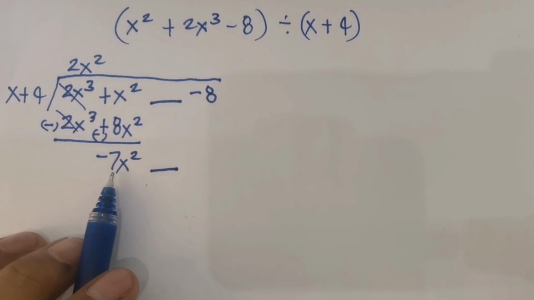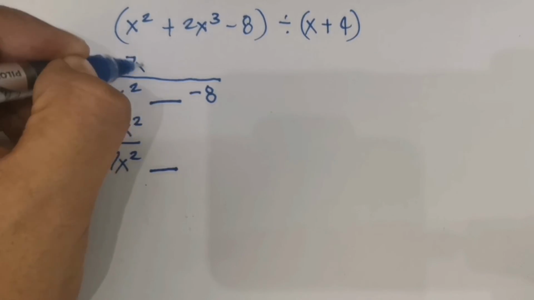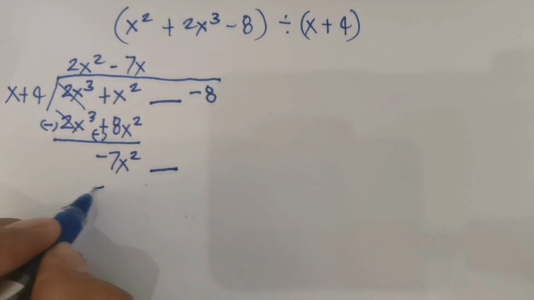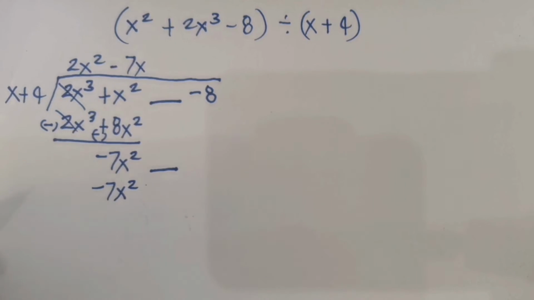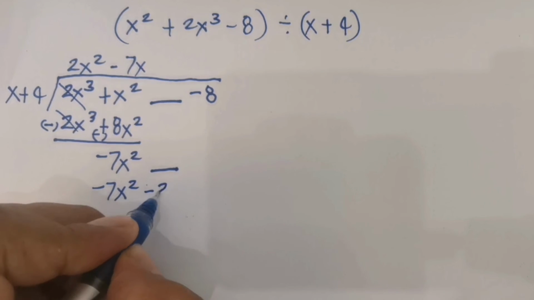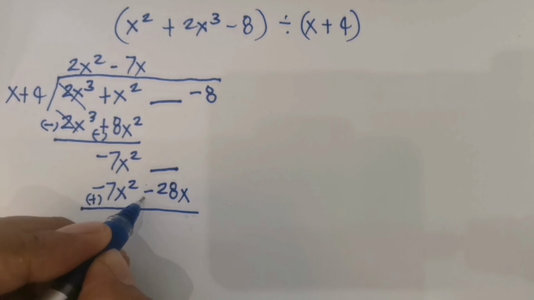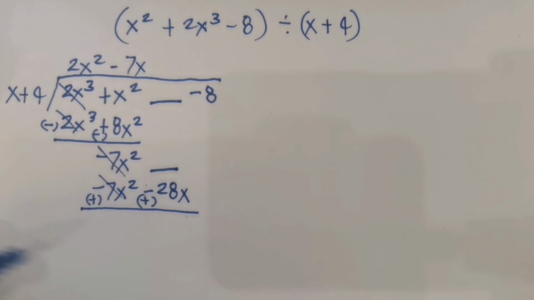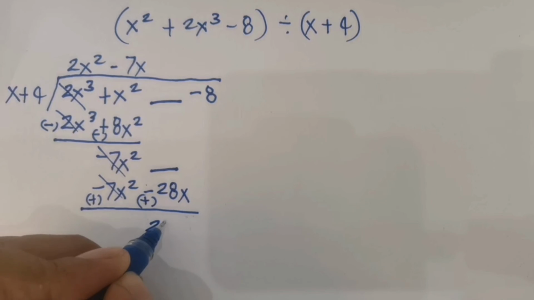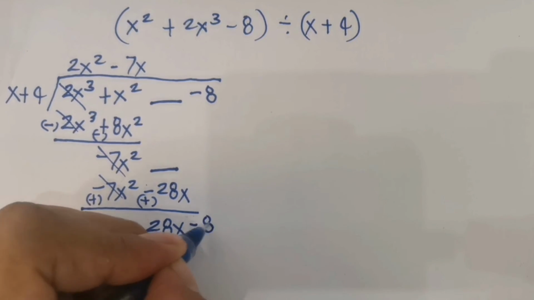Okay, let's try to divide. Negative 7x squared divided by x is negative 7x. Multiply. Negative 7x times x is negative 7x squared. Multiply again, negative 7x multiplied by 4 is negative 28x. Then we subtract, change the sign, cancel this out. Then, since wala naman siyang katapat, we will just bring this down. Positive 28x. And bring down the last term of the dividend, which is negative 8.